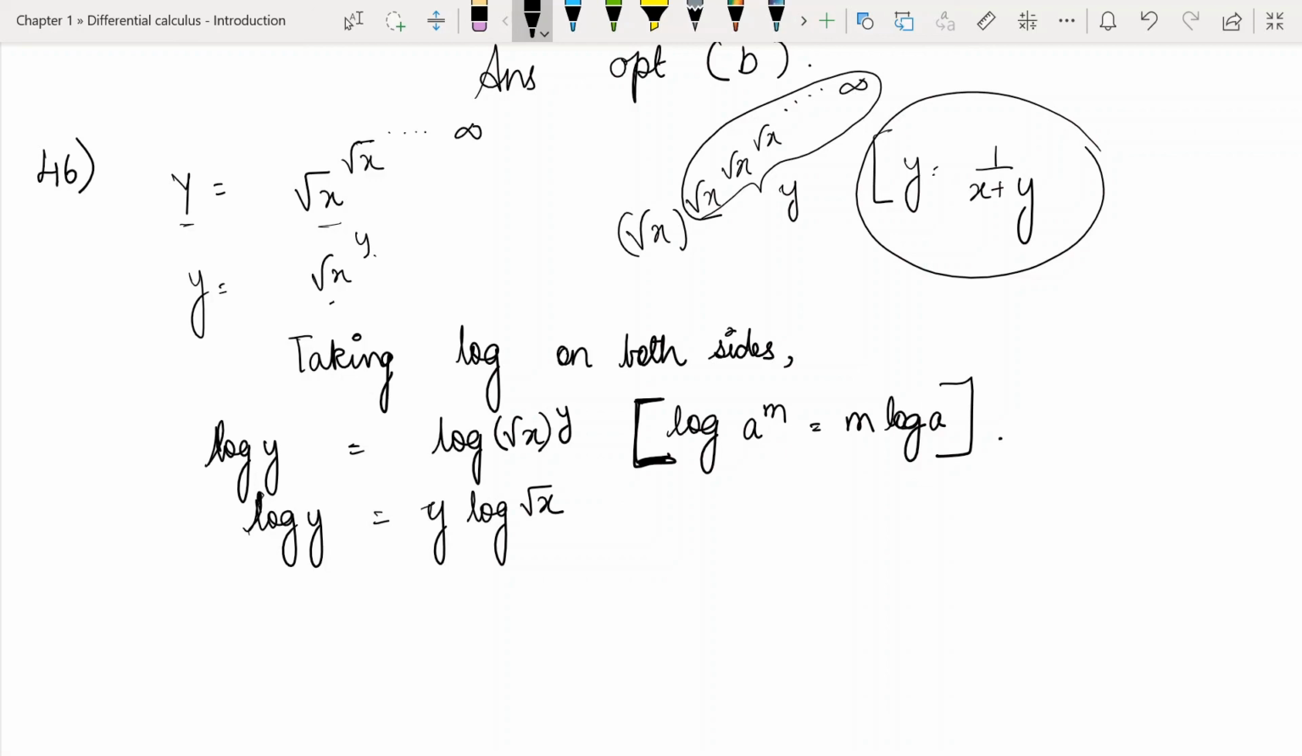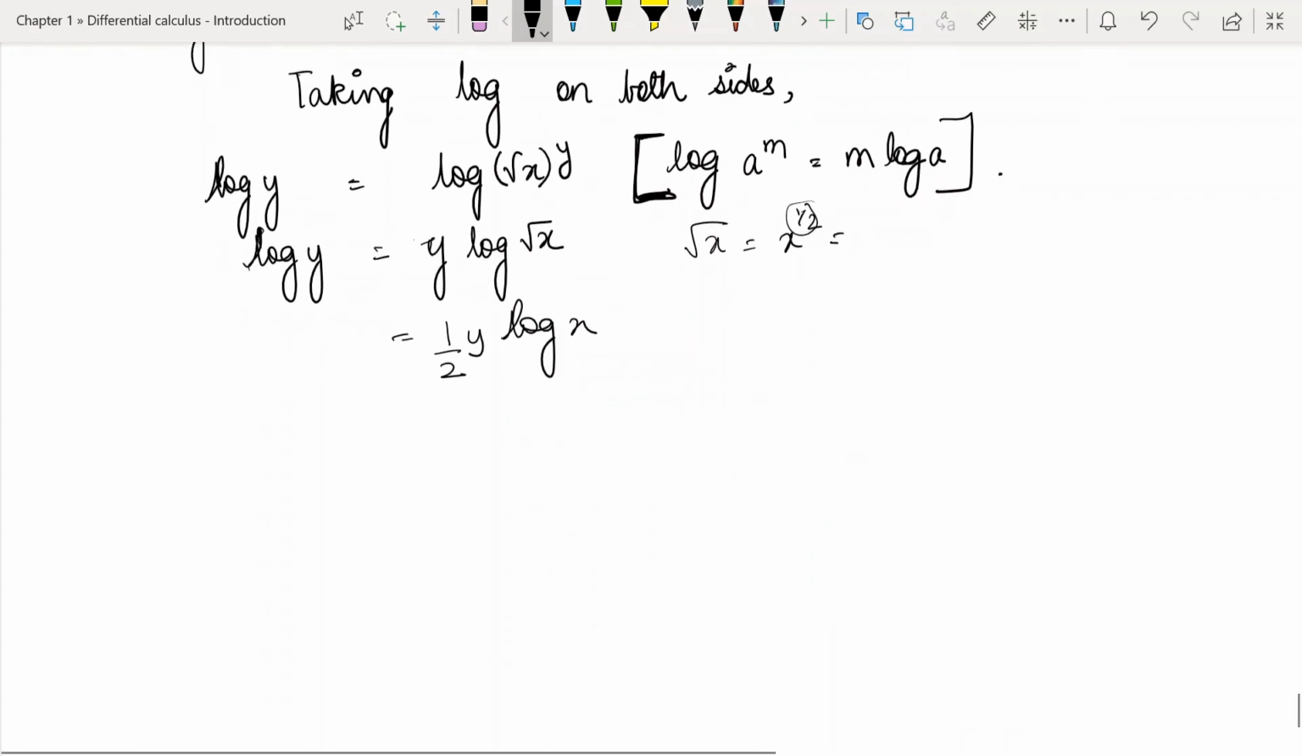Now root x can also be written as x power half. Root x is nothing but x power half. This half can also be taken out, so when I take out this half, it would be something like half y log x. This becomes easier. Now we can take the 2 to this side, then it becomes even easier for us to differentiate. So it becomes 2 times log y equal to y log x.